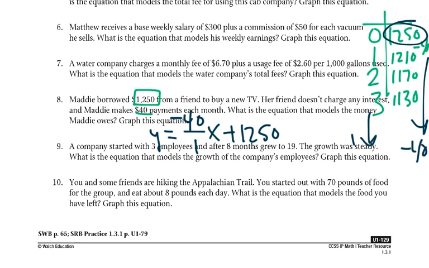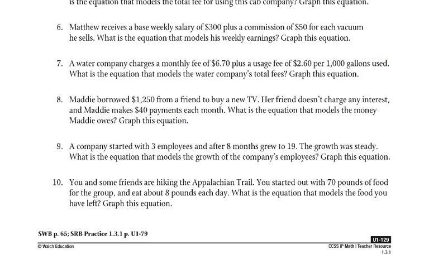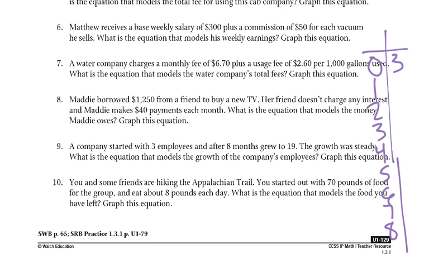Alright, number 9. So, a company starts with 3 employees and after 8 months grew to 19. The growth was steady. What is the equation that models this growth? So, draw a table to help us. So we started with 3, and after 8 months, we grew to 19. Okay, so how are we going to figure this out?